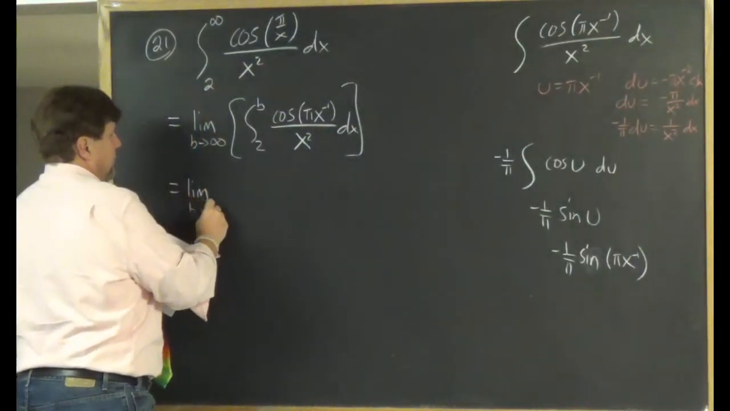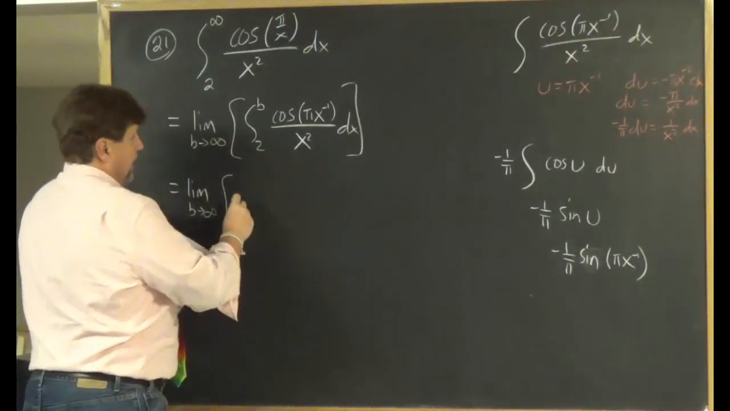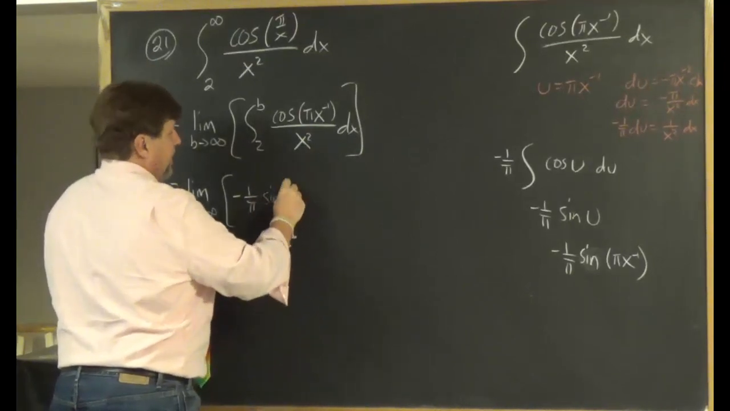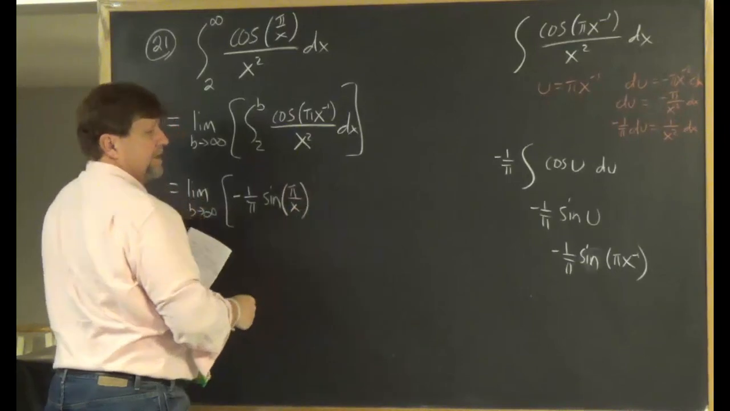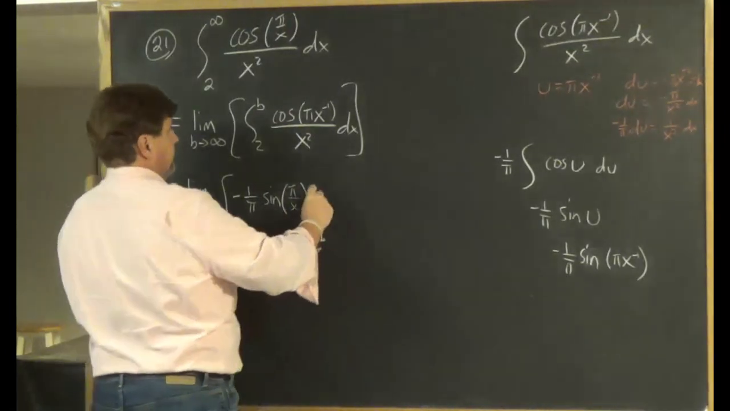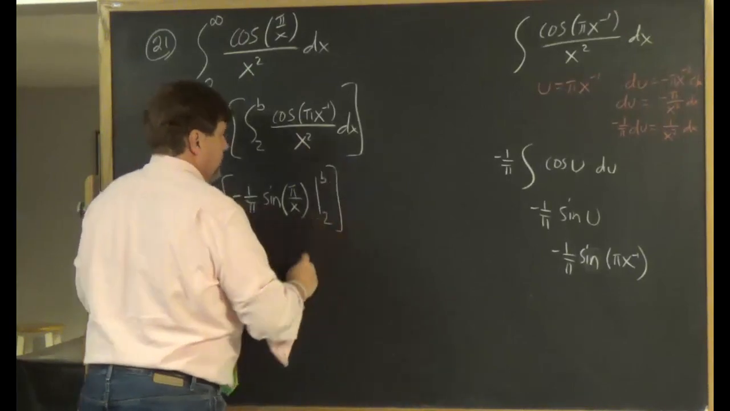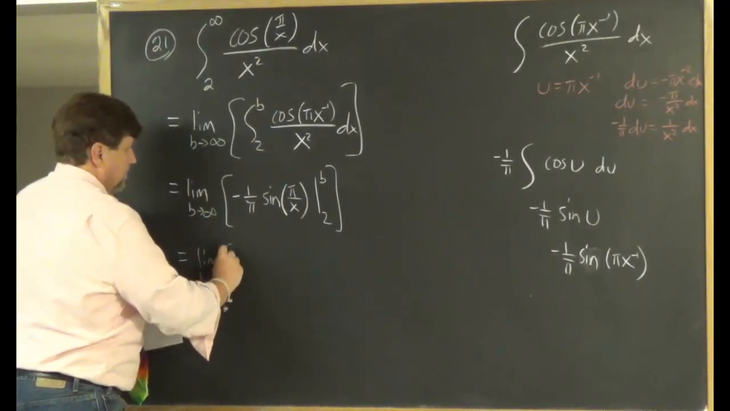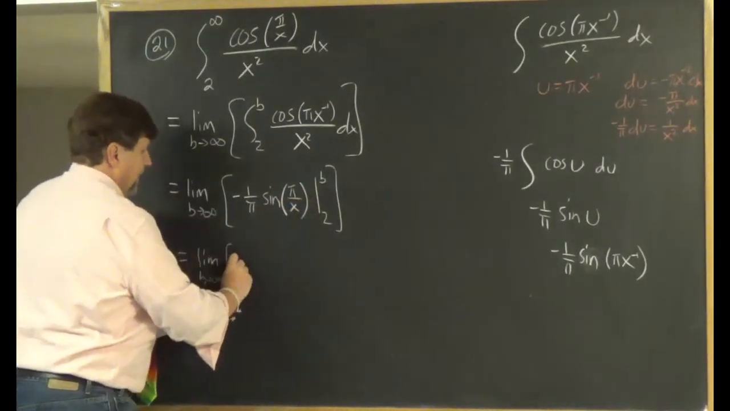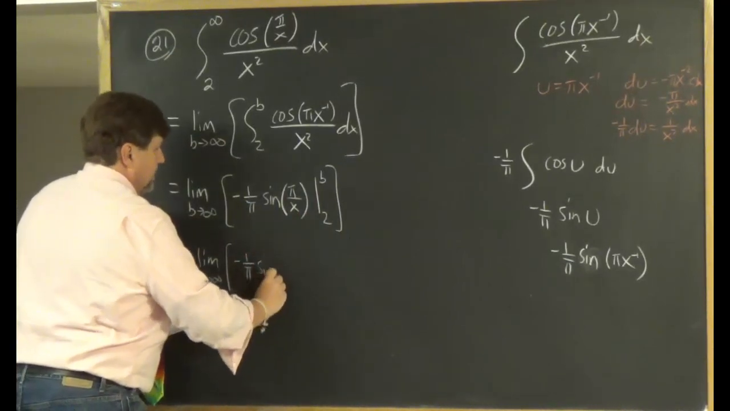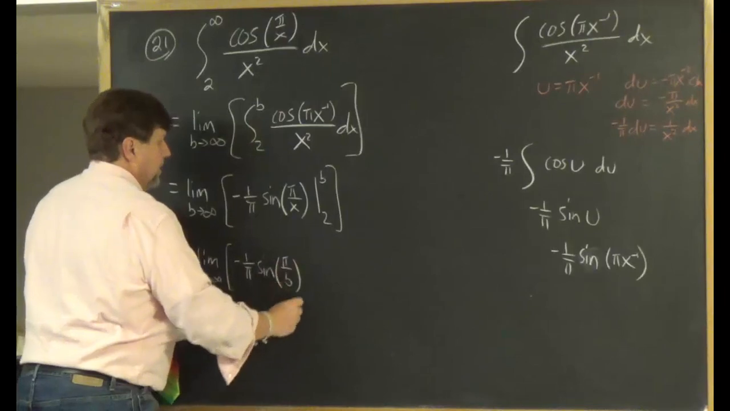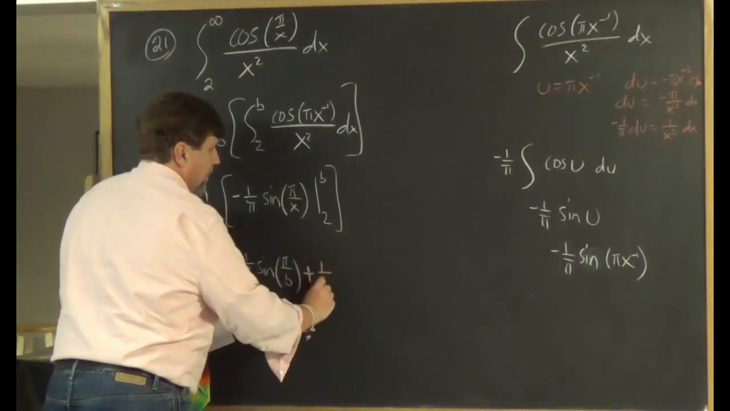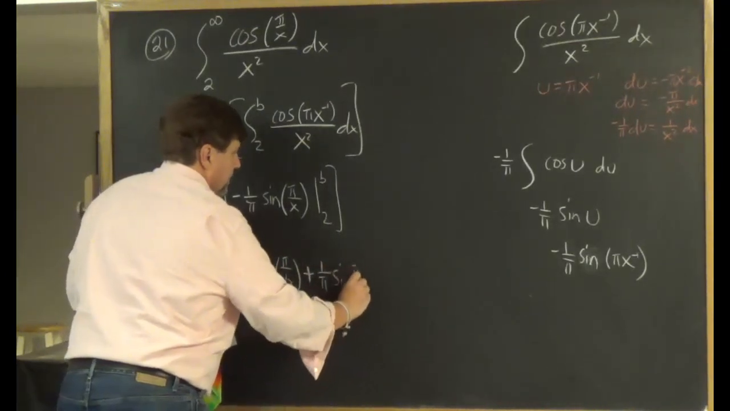So I have the limit as b goes to infinity. The antiderivative is negative 1 over pi sine, and I'm going to write that back as pi over x instead of pi x to the negative first. And I have to evaluate that from 2 to b. So, fundamental theorem of calculus time. b comes in for the x, so I have negative 1 over pi sine pi over b minus negative 1 over pi, so I'll make that plus 1 over pi sine pi over 2.